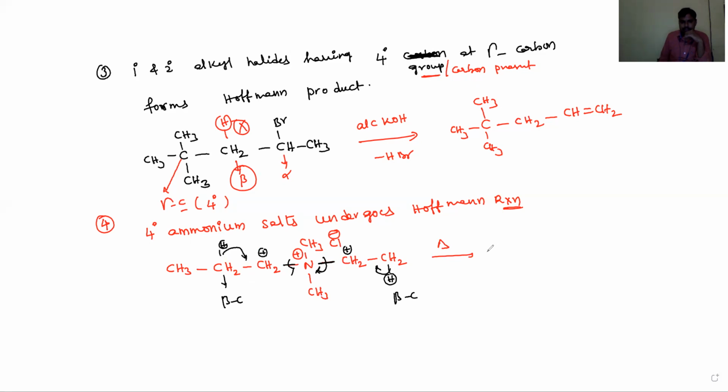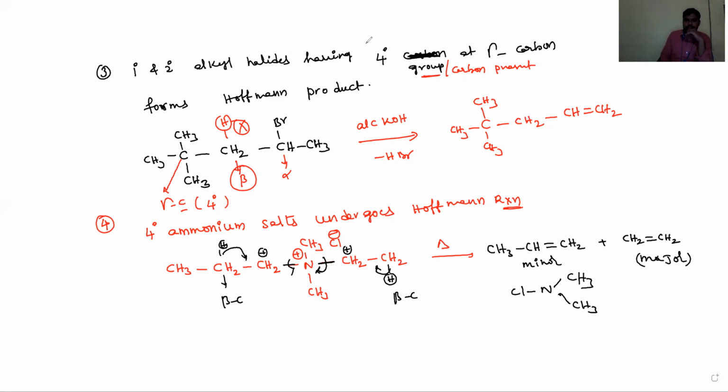One product is propene, another one is ethene, and the byproduct is dimethyl amine chloride. Dear students, propene is the monosubstituted alkene and it is the minor product, and this ethene is the major product.